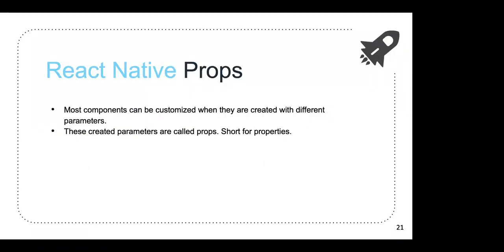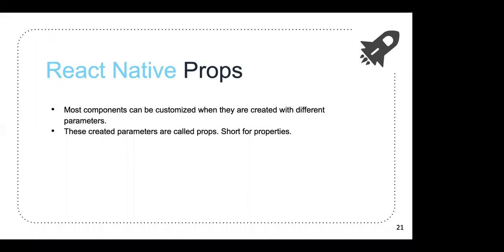So what are props? Simply, props is the short form of property. Most components can be customized when they are created with different parameters. As an example, I want to change my name and I use props to store my values inside a reducer or a Redux store. I will explain these things in the next slides. So this is props. These props are immutable. That means we cannot change them in the future. But states can be changed in the future.